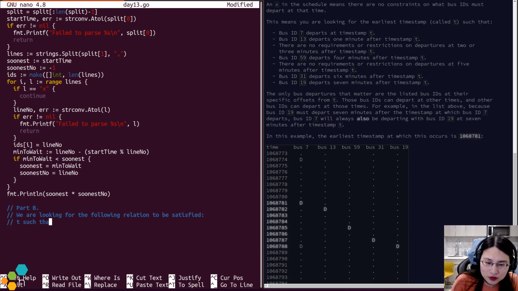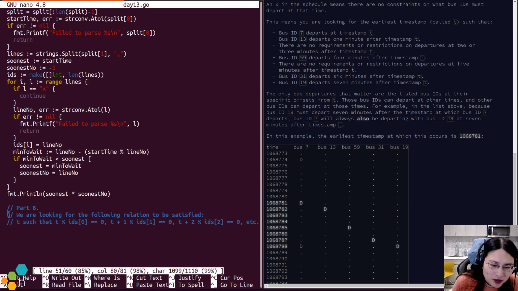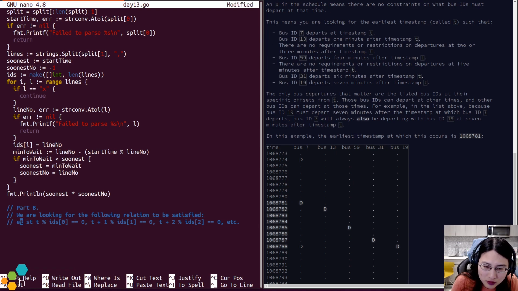T... wait, that's not quite right. So there has to be T plus 1 is 0, T plus 2 is 0, and so forth. Okay, now I think I have an understanding of what I'm supposed to do here. All right, so now they've expressed this in terms of maths that I'm familiar with. Now this feels more reasonable.